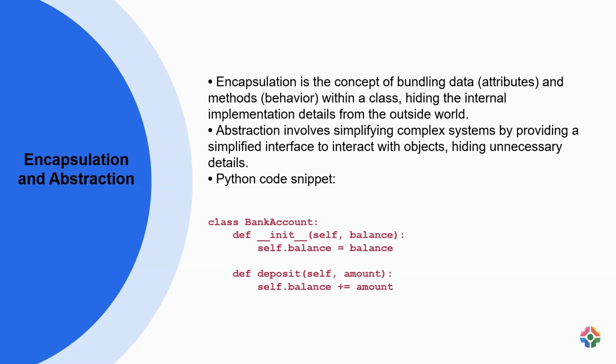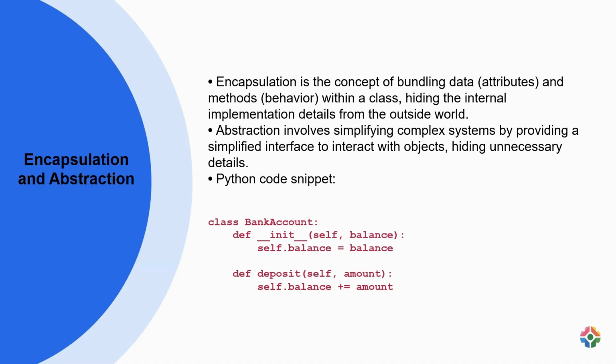For instance, consider a bank account class with attributes like balance and methods like deposit. Encapsulation ensures that the balance data is protected and only accessible via defined methods like deposit. Abstraction, meanwhile, simplifies this interaction by allowing users to deposit funds without needing to know the intricacies of how it is handled internally.